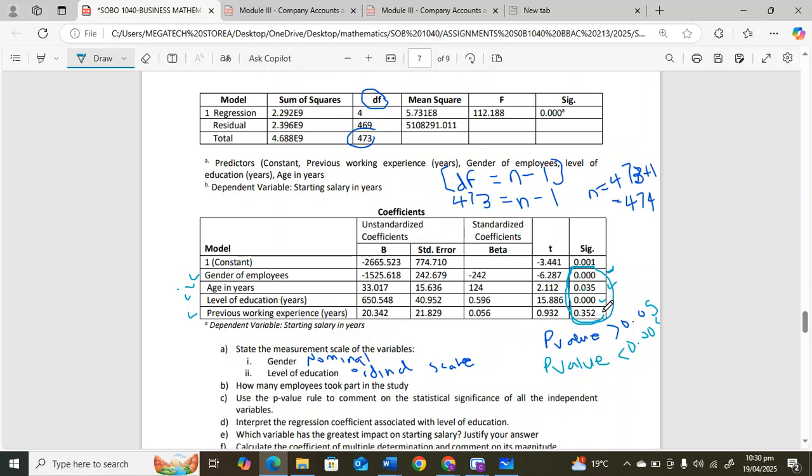Now here for previous working experience, 0.352. It's greater than 0.05. So here we can say there's no significant relationship between previous working experience and the starting salary. Any questions?